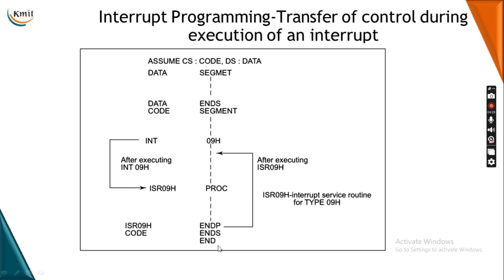You are stopping the current execution for a moment, going to some other program, executing it and again returning back. That is how the interrupt will be programmed. After completion of the execution of an interrupt, it comes back to the original program and performs its execution.